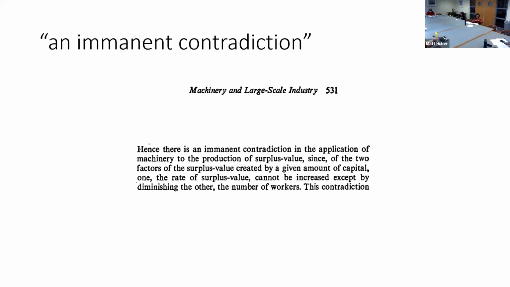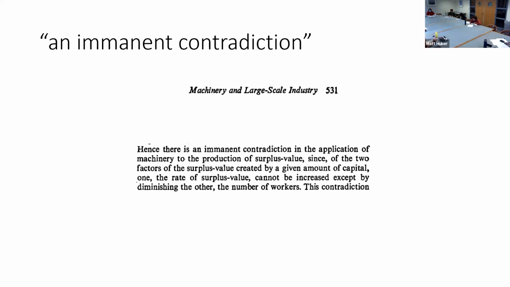So in that section, he also talks about what he calls an imminent contradiction, which I think becomes pretty interesting down the line in Capital, even in volume 3, where he says, in the application of machinery to the production of surplus value, since of the two factors of the surplus value created by a given amount of capital, one, the rate of surplus value, cannot be increased except by diminishing the other, the number of workers.